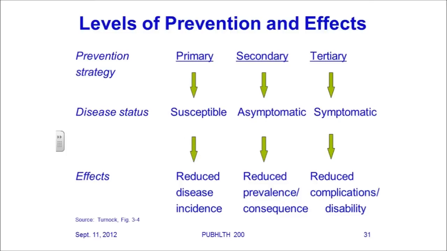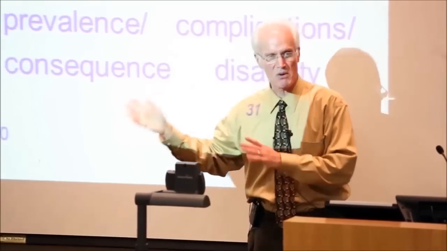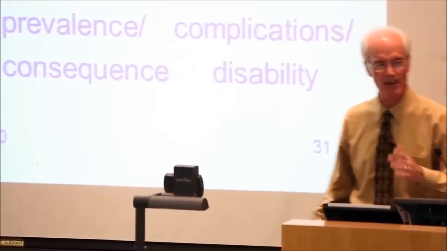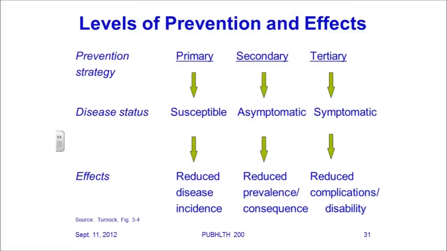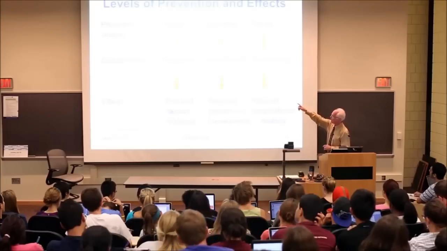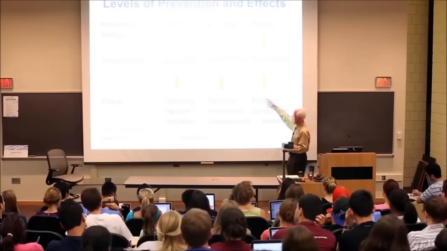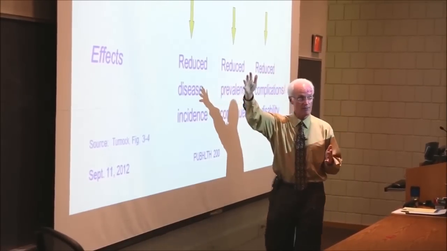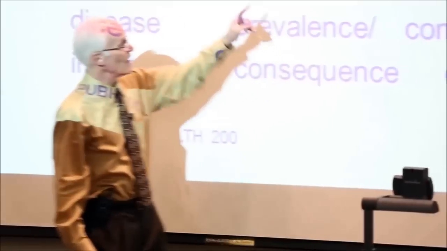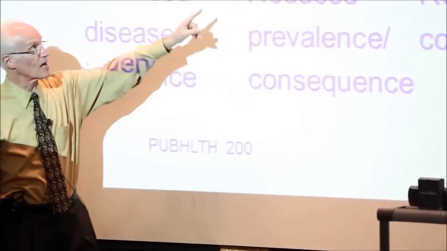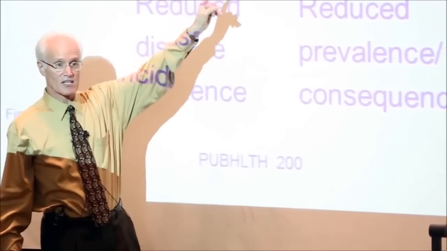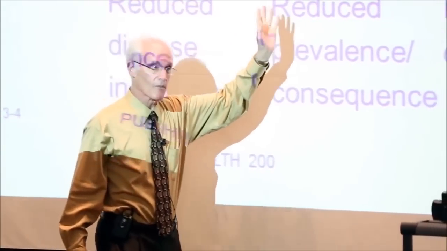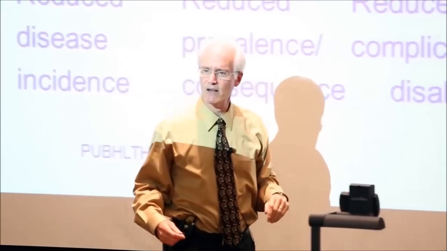All right, there's another area, though, that we like, too. We like this a lot. I don't like it as much as primary, but we like secondary, too. Secondary is good. Secondary is taking people who are asymptomatic, and it is doing something by way of an intervention, typically screening and treatment, that will end up reducing the prevalence or consequence of their asymptomatic problem. What's a good example of that?